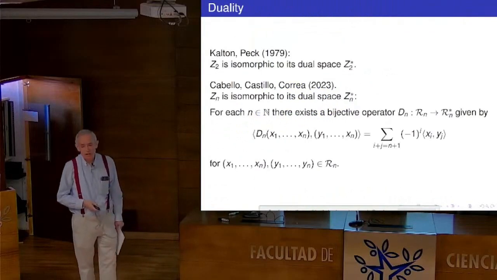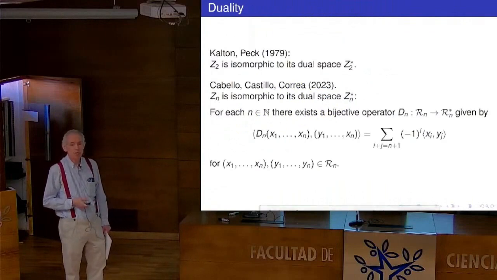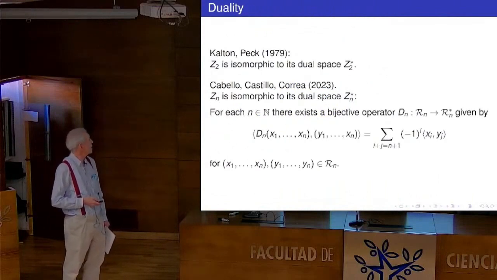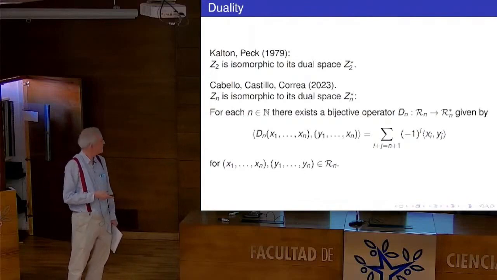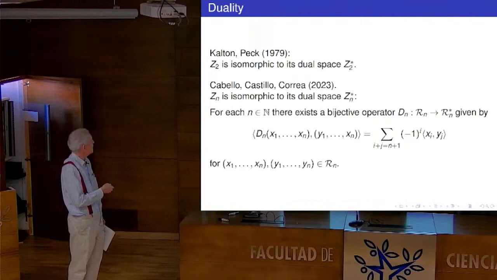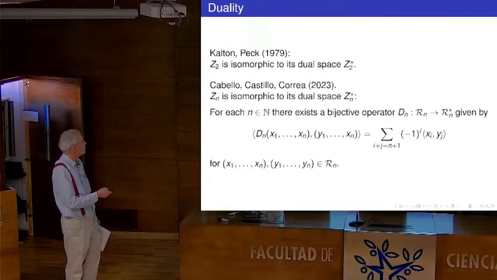Another property in which the Röhler spaces are similar to the Hilbert space is that these spaces are isomorphic to their dual space. This was shown for the case of the Carlton-Peck space by Carlton and Peck, and for the case m bigger than 2 by Cabello, Castillo, and Correa. In fact, the isomorphism between the space and the dual space is very simple in terms of the representation of Rn by means of n-tuples, and is just given by this expression.